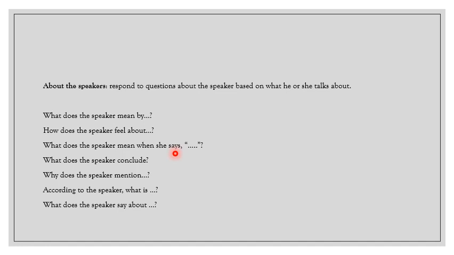Why does the speaker mention something? Okay. So these are all questions related to the speaker. According to the speaker, what is blah blah. What does the speaker say about? Okay. All of them are things related to the speaker and their reaction or their attitude to something in the conversation.